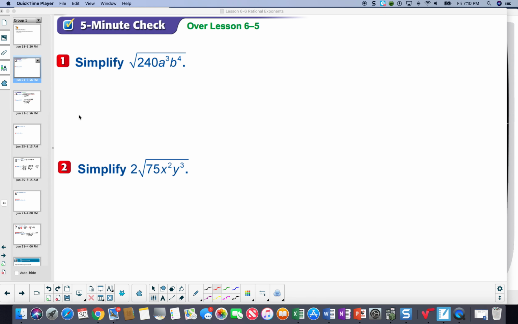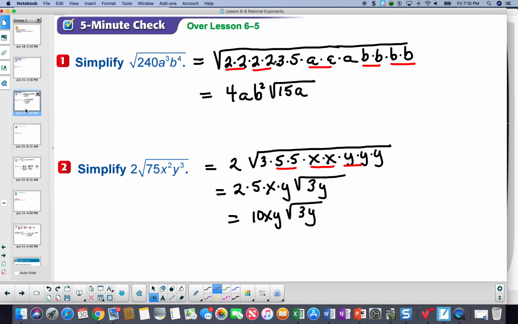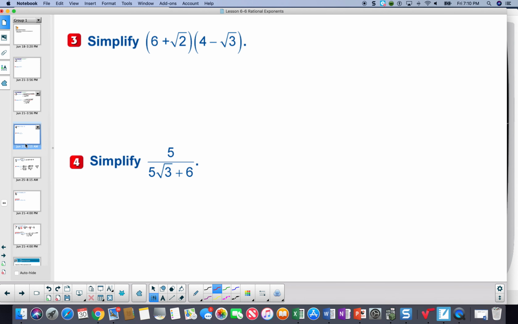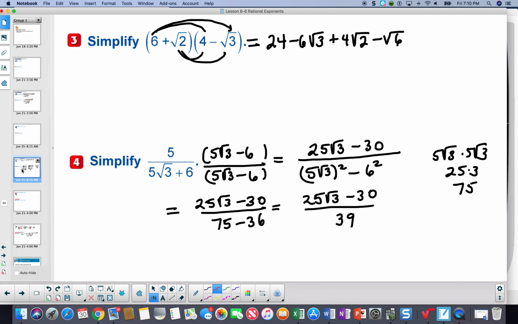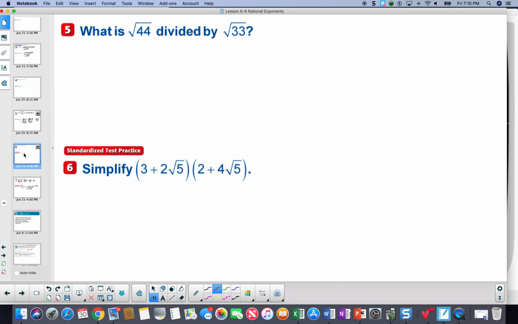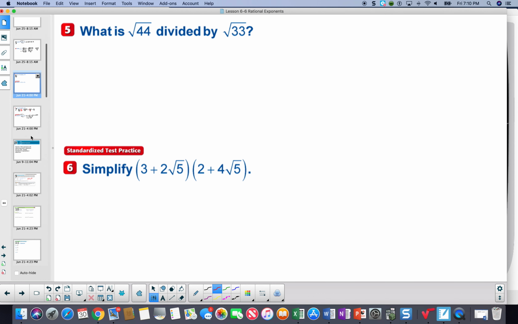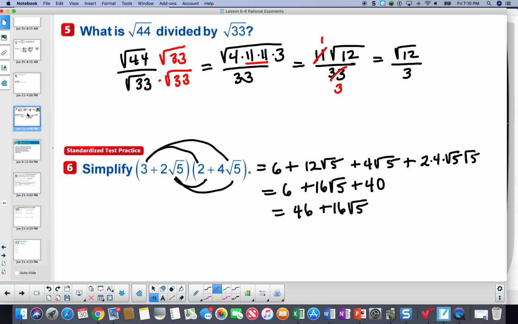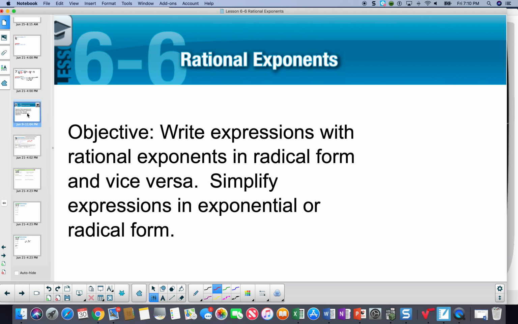Warm up for lesson 6-6. Pause to do the problems. Here are the answers. Pause to do the problem. Here are the answers. Pause to do the problem. Here are the answers. Lesson 6-6, Rational Exponents.